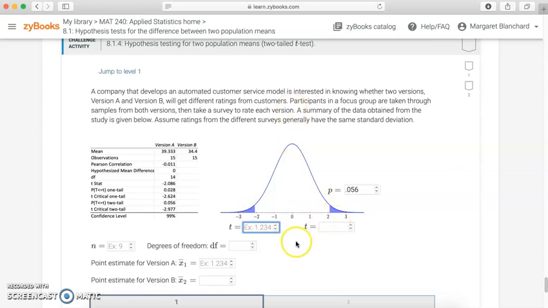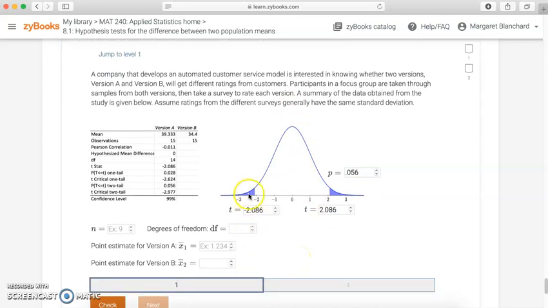Remember, it's symmetric about 0. So when we're given our t-stat of negative 2.086, we know that the positive version is 2.086 as well. So we have a negative and a positive. Again, it's symmetric about 0, and that's why this shaded area is the same as this shaded area.